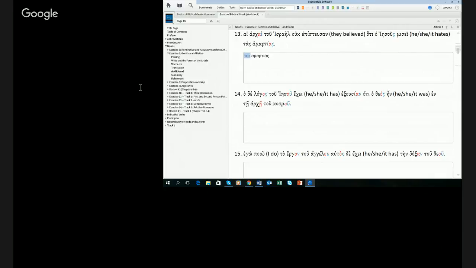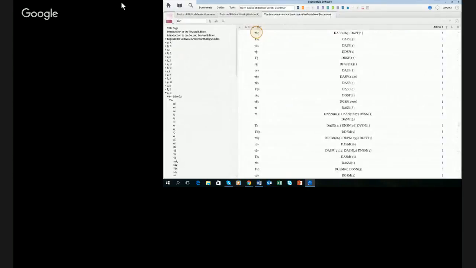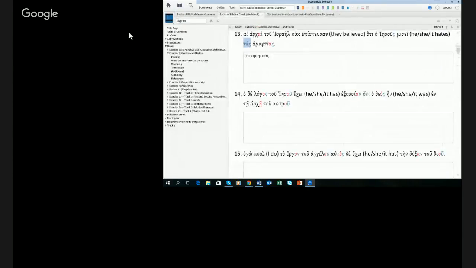So tes is the genitive singular article, tas is the accusative plural article. Tas hamartias, accusative feminine plural, sins. So, hai archai to Israel, ouk episteusan hoti, the rulers of Israel did not believe that, ha Jesus mise tas hamartias, that Jesus hates sins. Not sin, sins. This is plural.